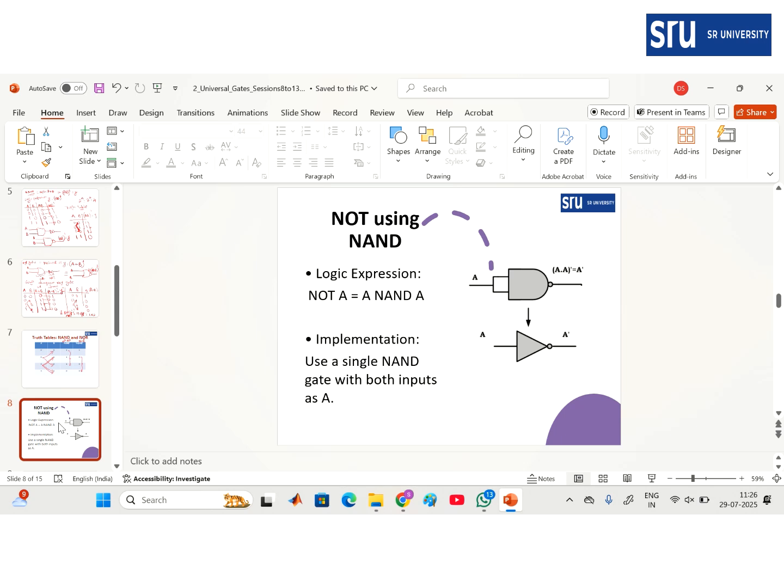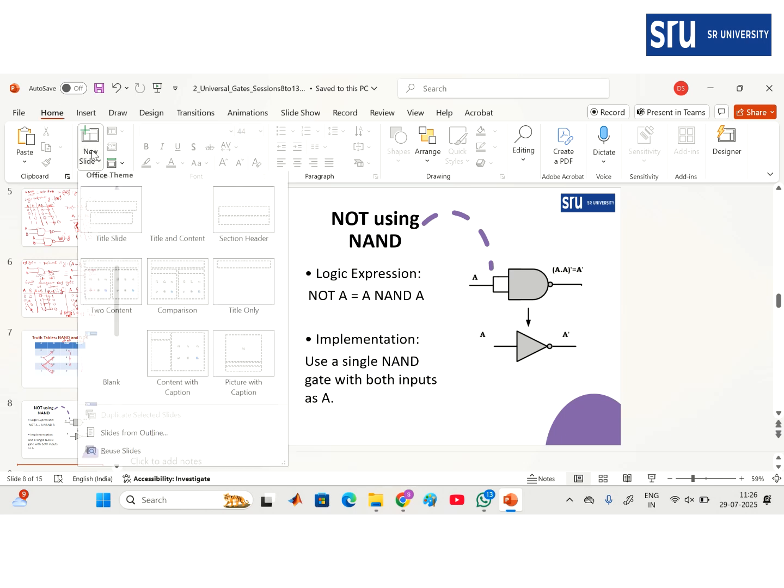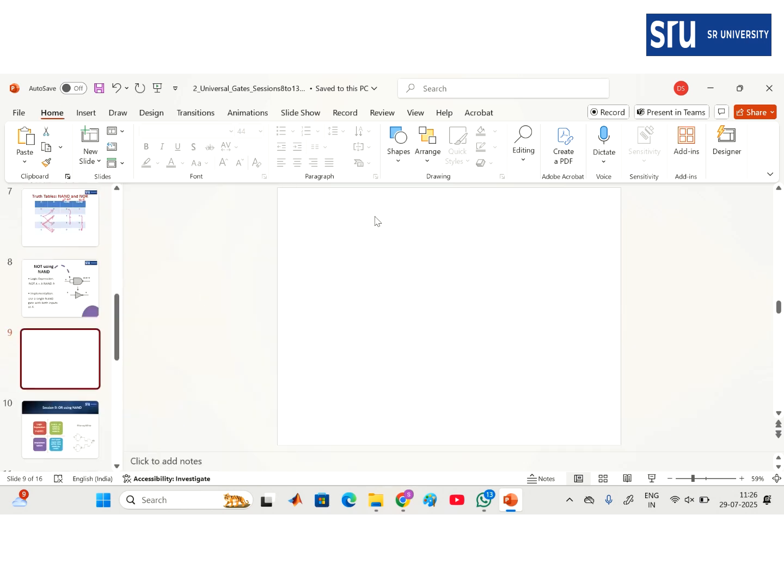Now, how to get a NOT gate using the NAND gate? First of all, we will take a NAND gate. Here I am taking one more slide to explain briefly about the NOT gate using the NAND gate. This is our NOT gate. The NOT gate contains only one input.